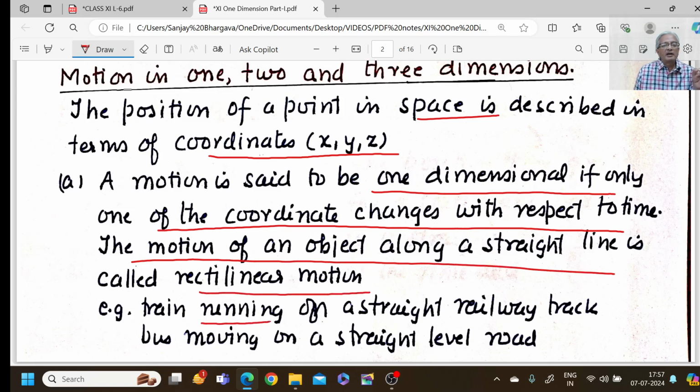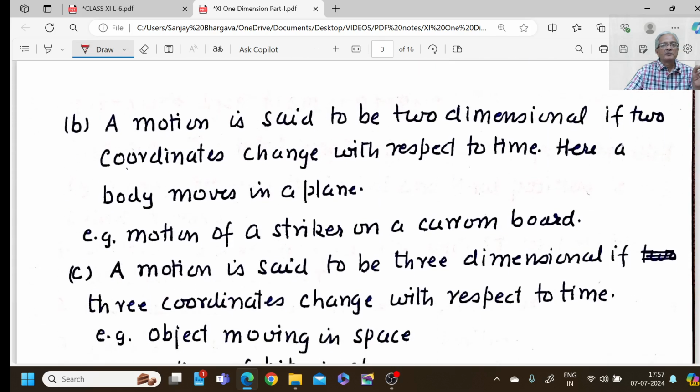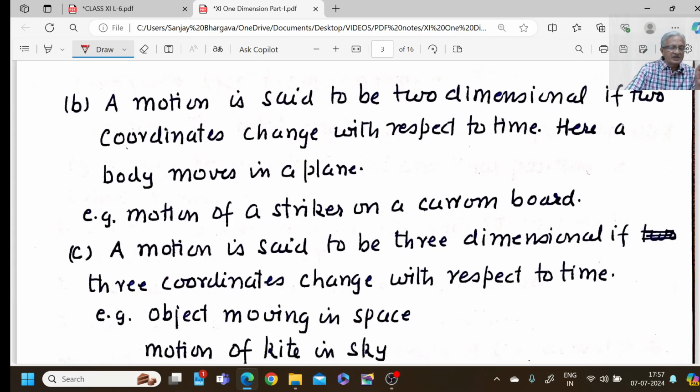Example, a train running on a straight railway track, a bus moving on a straight level road. All these motions are taken to be 1-dimensional motion. A motion is said to be 2-dimensional if two coordinates change with respect to time. Then the body is said to be in the state of 2-dimensional motion.